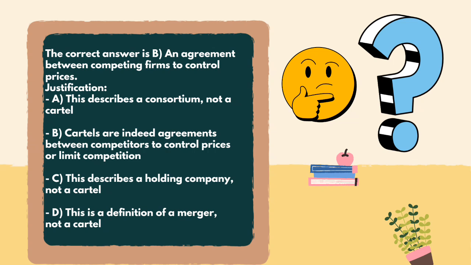Let me explain. Option A describes a consortium, not a cartel. Option B, cartels are indeed agreements between competitors to control prices or limit competition. Option C describes a holding company, not a cartel. While option D is a definition of a merger, not a cartel.